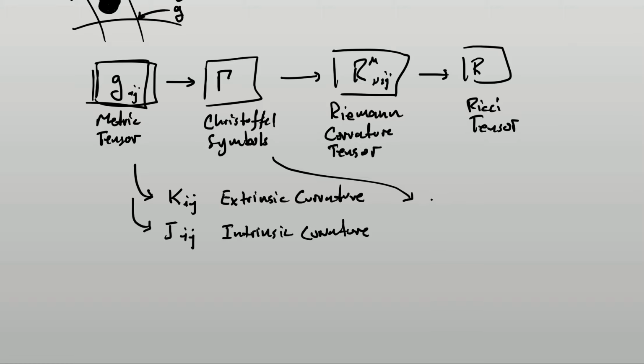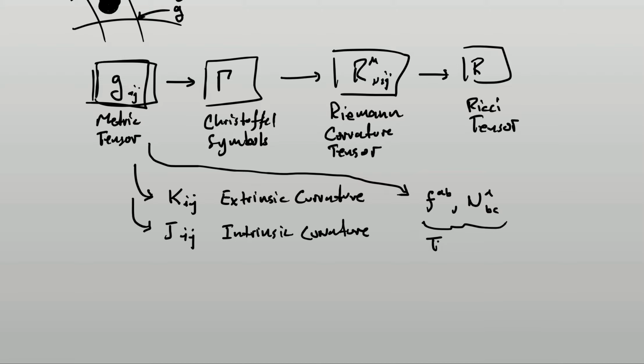There's these objects called, I can't remember what the name of them are, but they're denoted as FAB. And they actually come from the metric. So not the Christoffel symbols, but they come from the metric. And these guys, FAB and NABC, these are interesting thermodynamic. They'll tell us something about the thermodynamics.